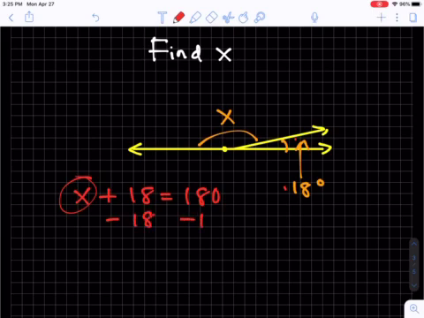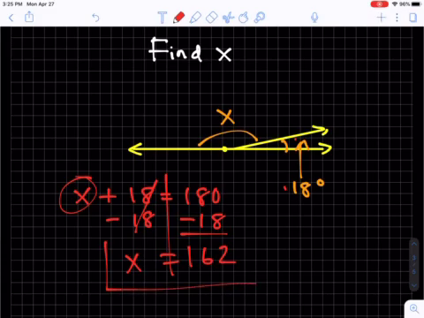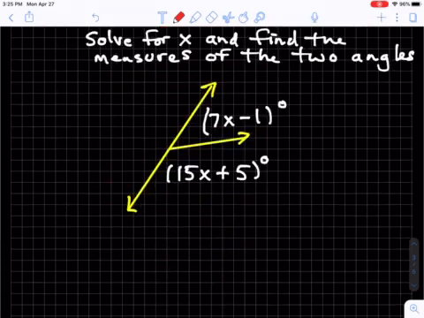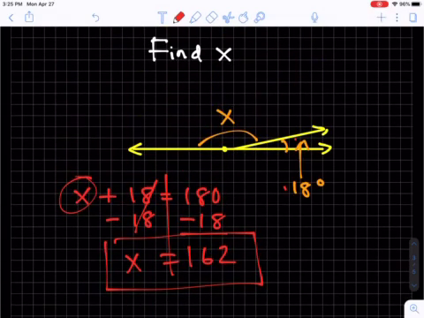So we subtract 18 from both sides. And that will give me 162 over here. This cancels. My x comes there. And so then my finished answer, sorry about that, is x equals 162 degrees. And I'll write that up here. X equals 162 degrees.